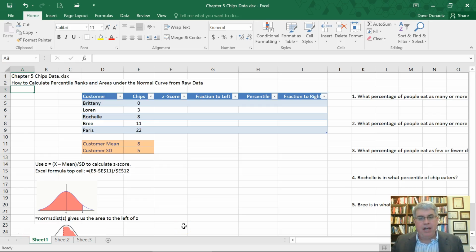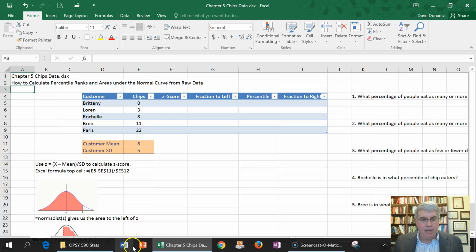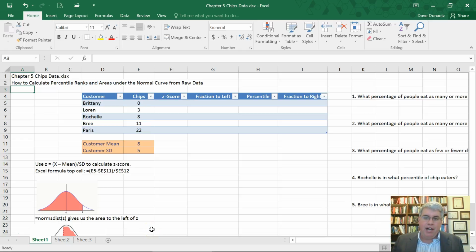Let's look at how we can calculate percentile ranks and areas under the normal curve using just raw data. We're going to assume that the raw data is normally distributed, and we'll be able to get basically a percentile ranking for each raw score that we have. Now, what does this mean?